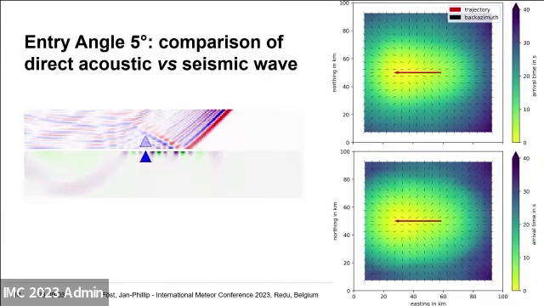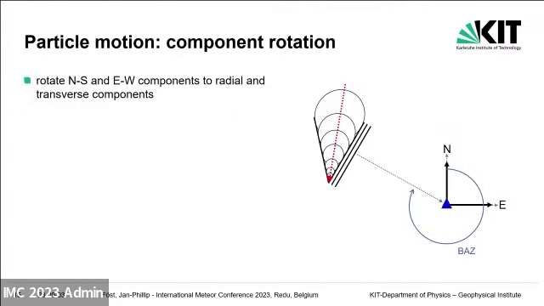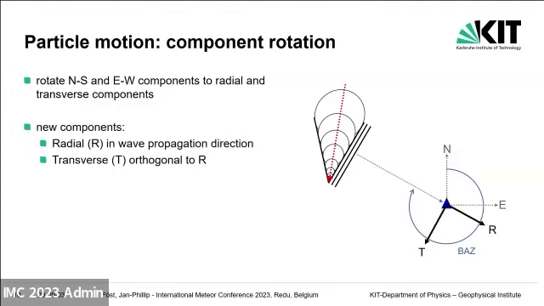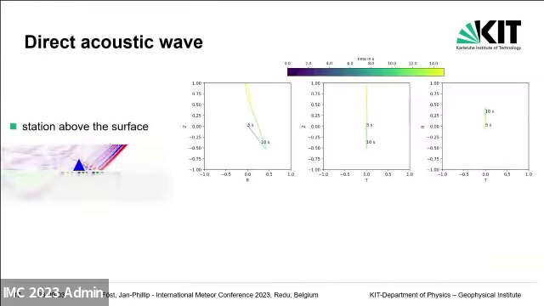One answer is we look at the particle motion. And for that, we rotate our two components north and east around the back azimuth angle in geophysical convention. And we then get new components R and T, the radial component pointing in wave propagation direction, and the transverse component, which is orthogonal to R. And when we look at the particle motion, here we have the ZR plane and the others, we see a strong linear motion in this case, here in the vertical and the radial component, and no motion in the transverse component, which matches our expectation for the arriving direct acoustic wave in the form of a plane wave. And also the angle here matches very well.